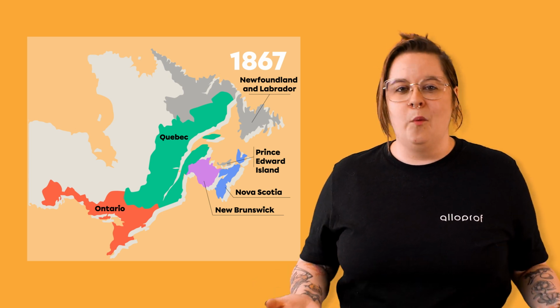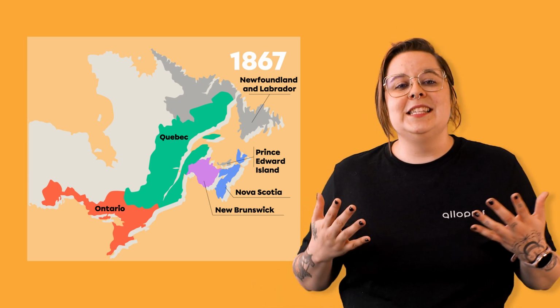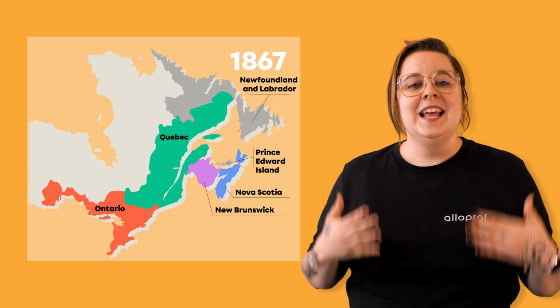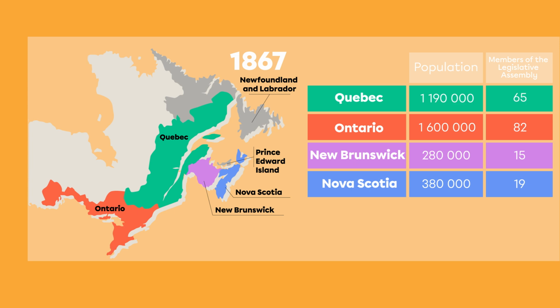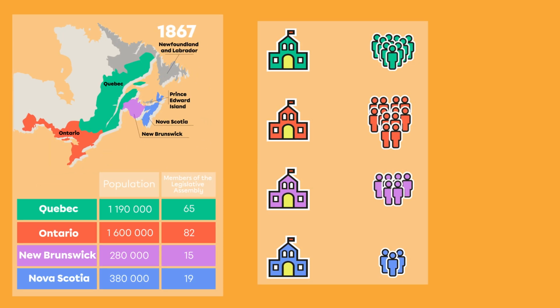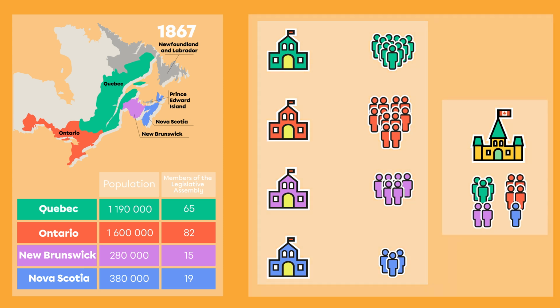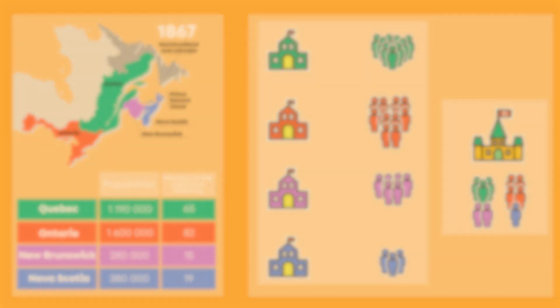Regardless of what everybody wanted, it wasn't until 1867, when the Canadian Confederation was formed by the BNA Act, that proportional representation was truly applied in Canada. From then on, the number of seats awarded to each province was determined by the number of inhabitants.